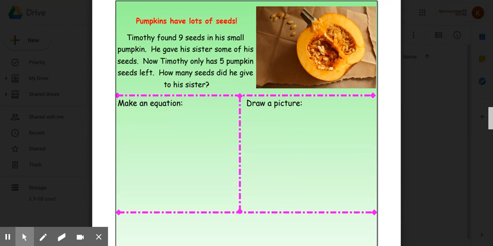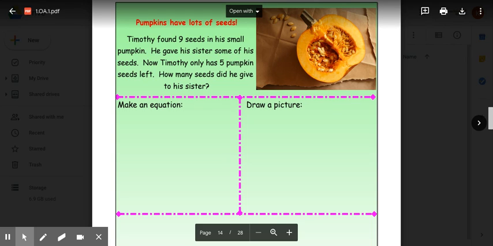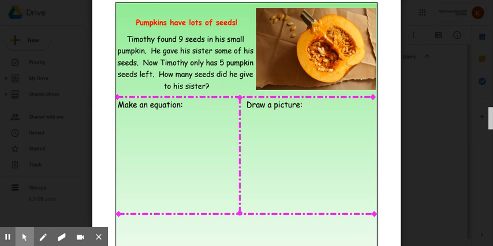All right, our first problem. I'm going to read the problem to you, and then we are going to solve it together. Timothy found 9 seeds in his small pumpkin. He gave his sister some of his seeds. Now Timothy only has 5 pumpkin seeds left. How many seeds did he give to his sister?